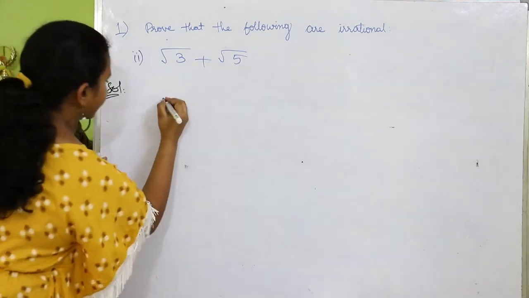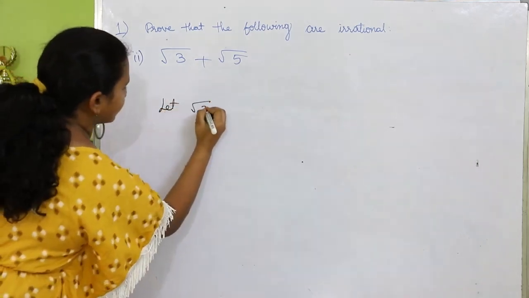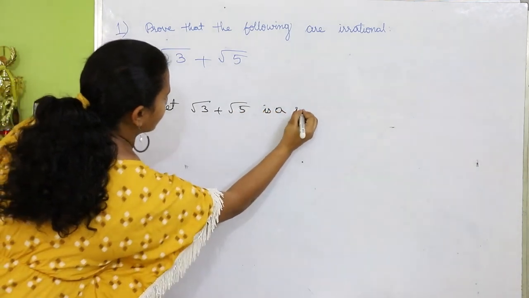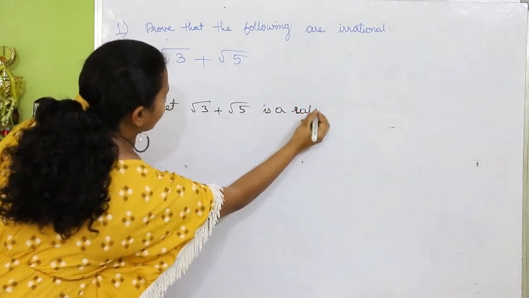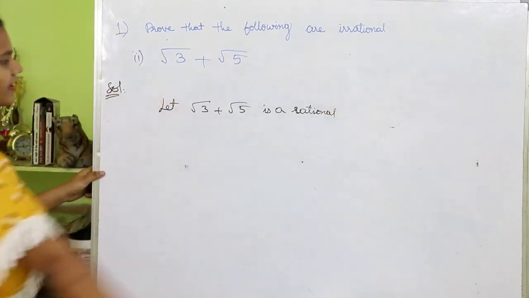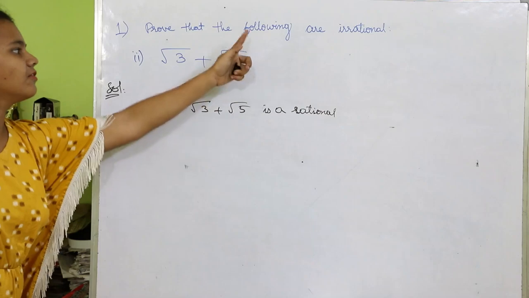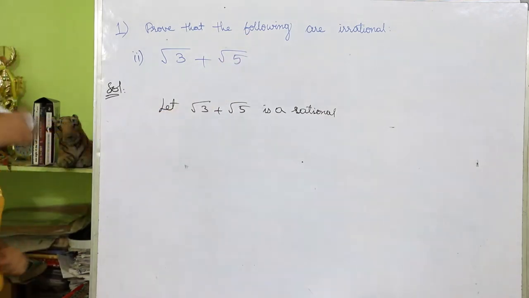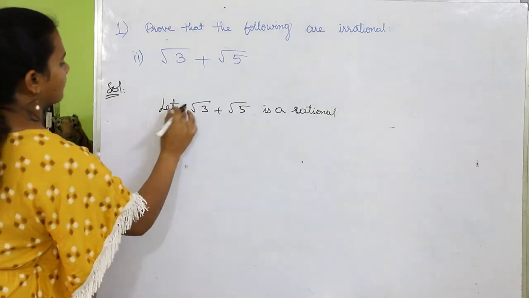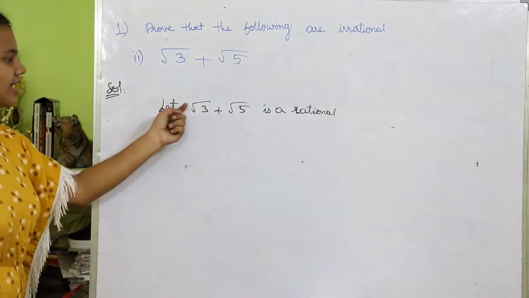So that's what I am doing. Let root 3 plus root 5 be a rational number. If I cannot prove that root 3 plus root 5 is a rational number, then it would definitely become an irrational number, right? So that's what I am assuming. Okay, let root 3 plus root 5 be a rational number.